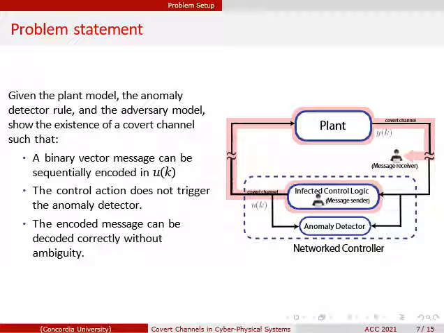The attacker design problem can be formally stated as follows. Given the plant model, the anomaly detection rule, and the adversary model, we need to show the existence of a covert channel such that a binary vector message can be sequentially encoded in the control action UK coming from the infected control logic by the sender to the receiver on the measurement channel. The control action does not trigger the anomaly detector, warning the system administrators of detection rule violations. Finally, the encoded message can be correctly decoded without ambiguity on the receiver end on the measurement channel.